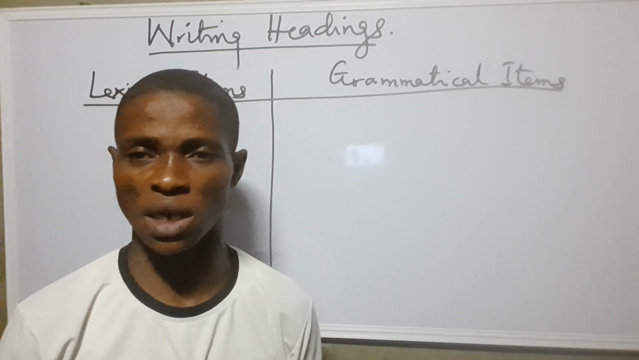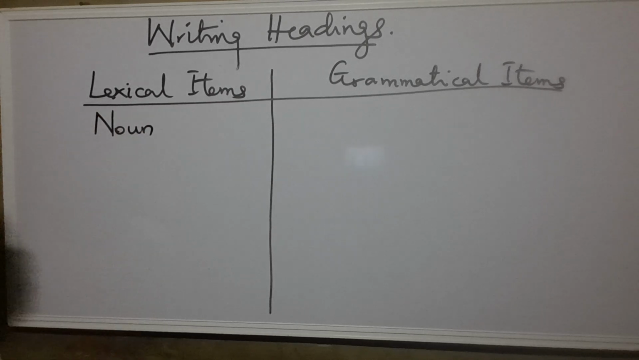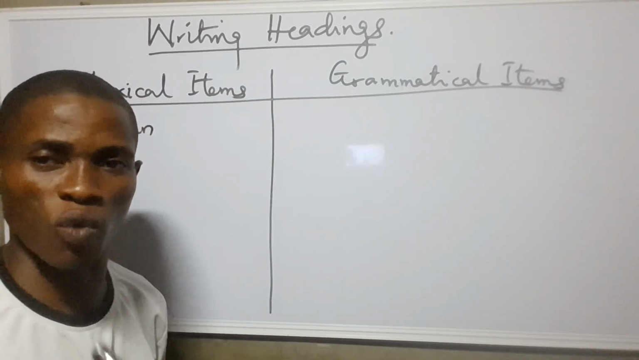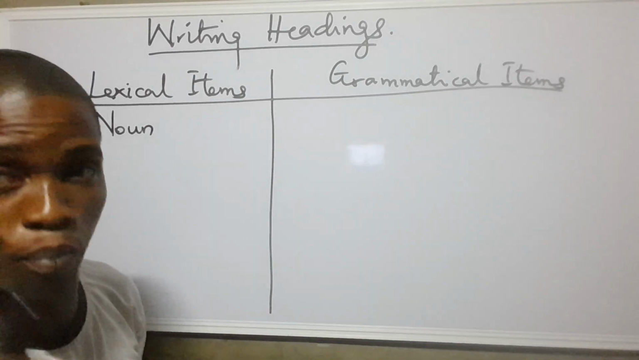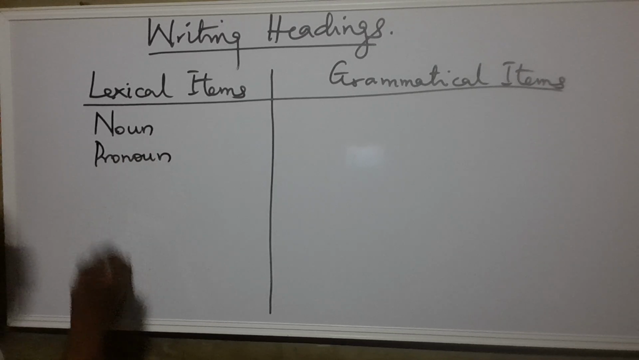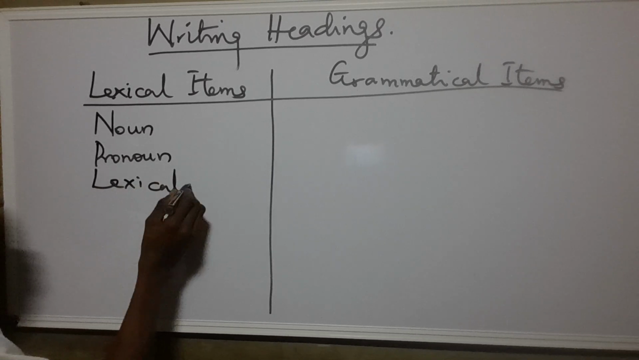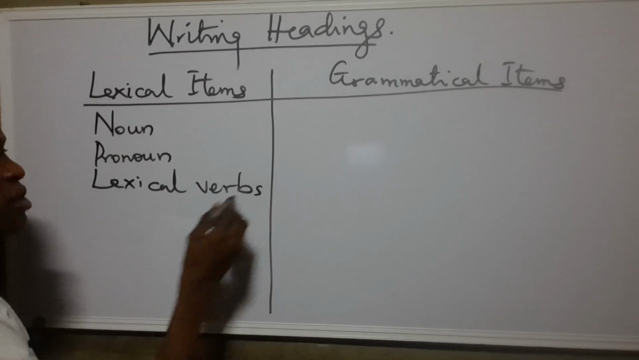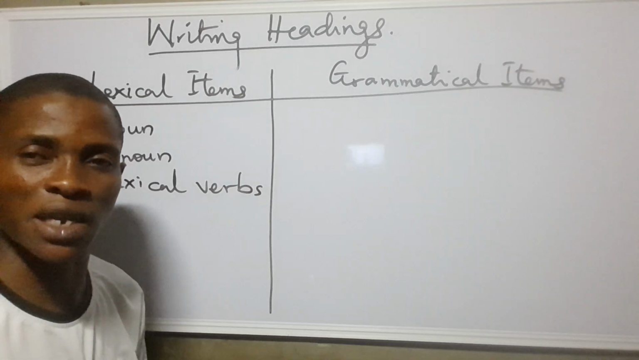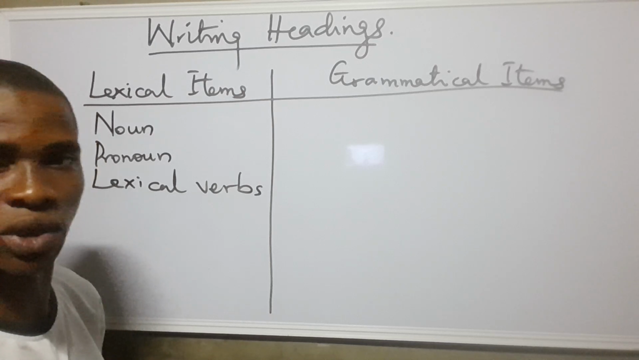What are these items that are called the lexical items? The first one is noun. Anytime we want to write a title, we consider what items stipulate noun there. Any of the words that you use there that represent a noun or pronoun will be grouped under lexical items. Apart from that, we have to consider what is known as the lexical verb, otherwise called the main verb. Speaking of lexical verbs, we are talking of those verbs that really express the action in any statement or sentence that we give.